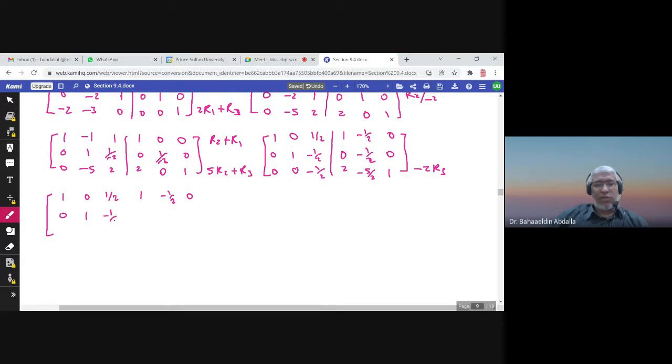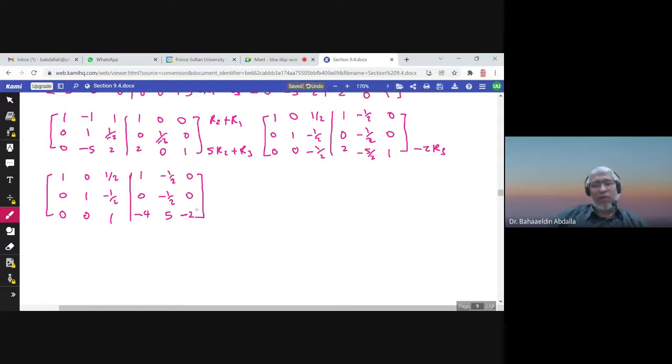There is no change right now in these two rows. Now 0, 0. Negative half times negative 2 is 1. Negative 2 times 2 is negative 4. Negative 2 times negative 5 over 2 is 5. And negative 2. So now I have 1 here, and I need to use it to make these two numbers zeros. So how? This is negative half, so half R3 plus R2. And this is half, so negative half R3 plus R1.